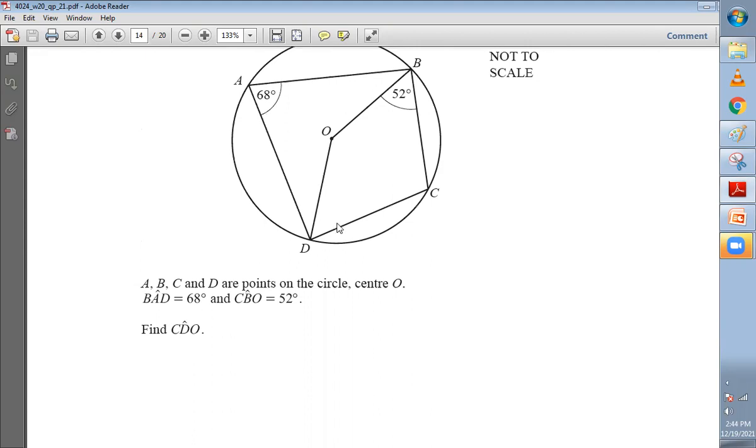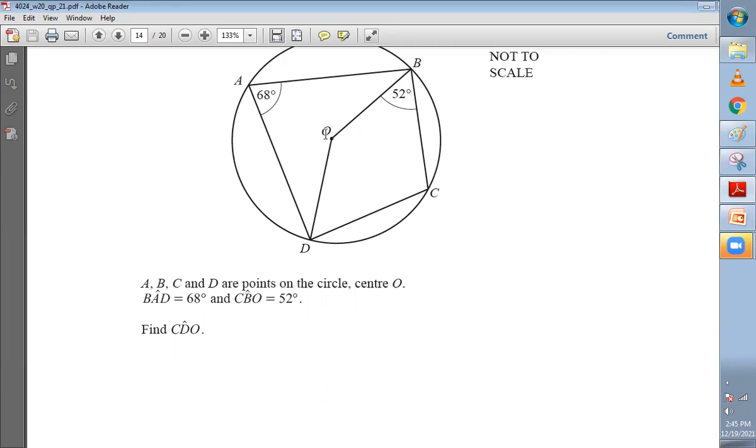They want you to find out this angle, CDO. The method is very simple. Try to understand my strategy. B is going to the circumference on A, D is going to the circumference on A. The angle formed is 68.